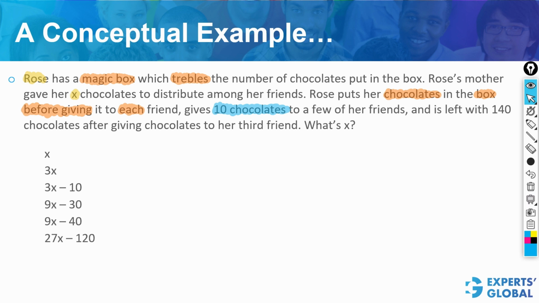Now she would give 10 chocolates to her third friend, and it's given that on giving 10 chocolates to her third friend, she is left with 140 chocolates. So this final equation turns out to be 27x minus 130 equals 140. On solving it for x, we get x as 10. That's the required answer.